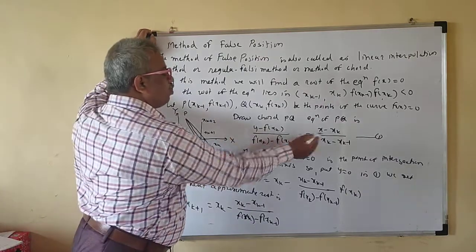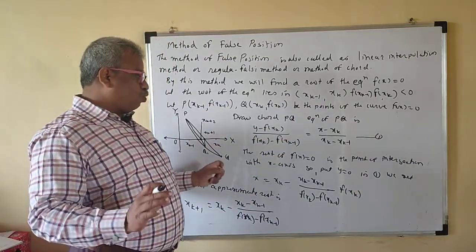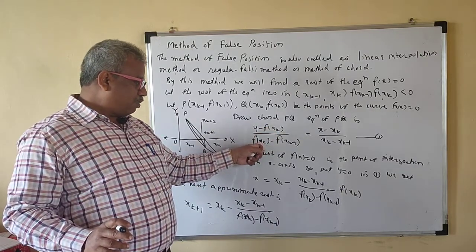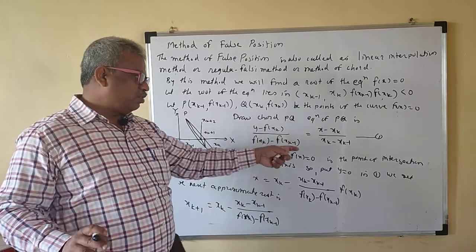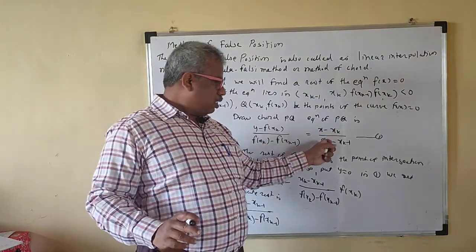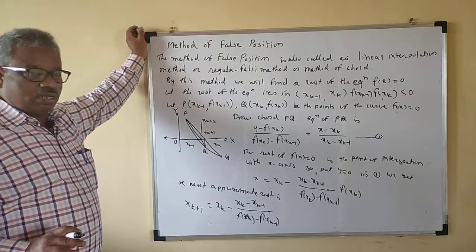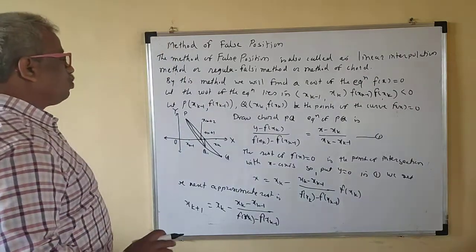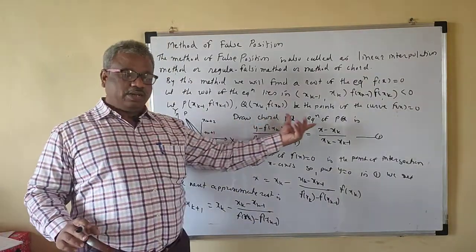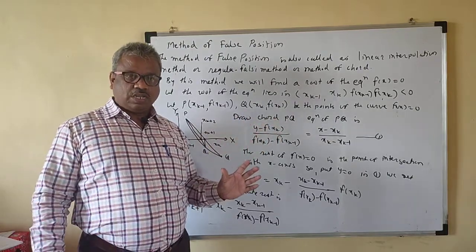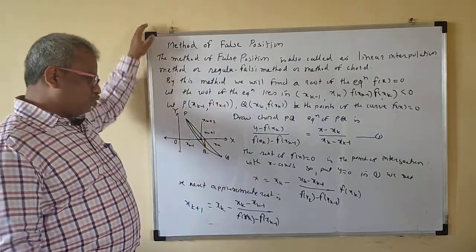So this is the equation of the chord PQ. Then we know that this is the 2-point form: (y minus y1) upon (y1 minus y2) equals (x minus x1) upon (x1 minus x2). That is the formula for the 2-point form. With the help of the 2-point formula, we got the equation of the chord PQ. So remember, this is the 2-point form.